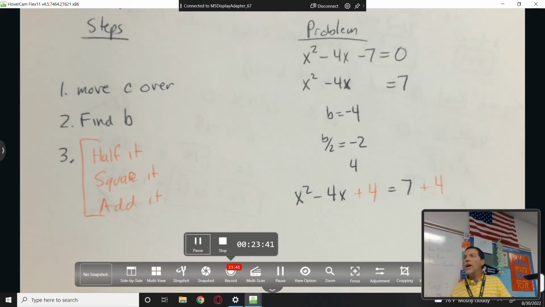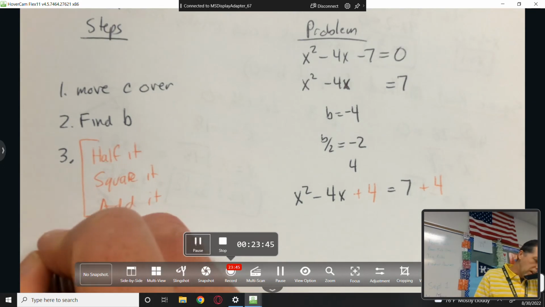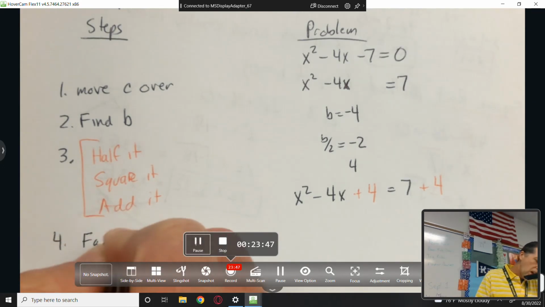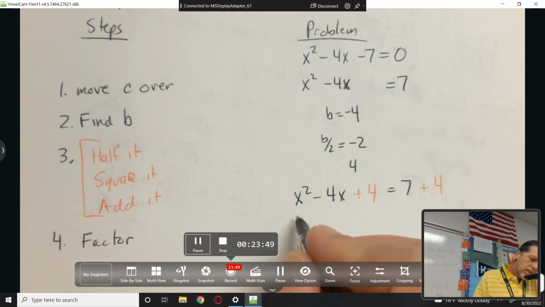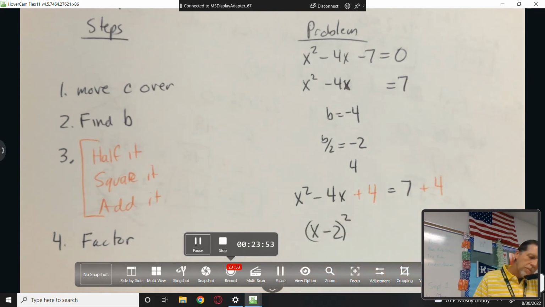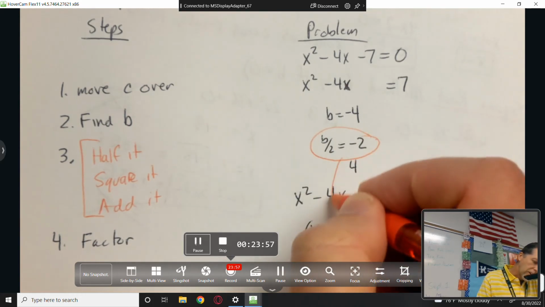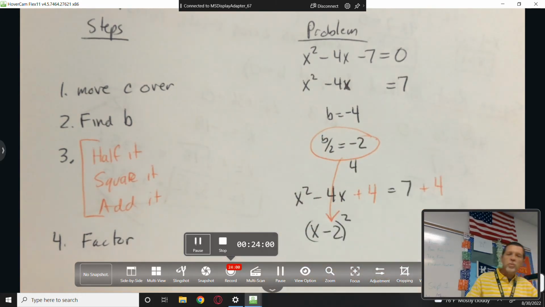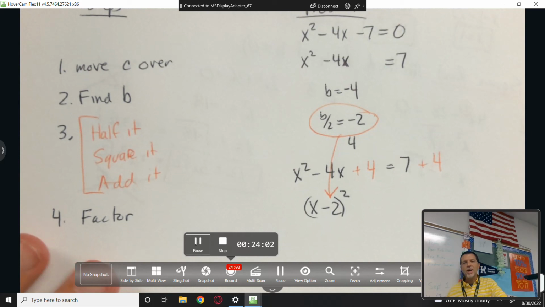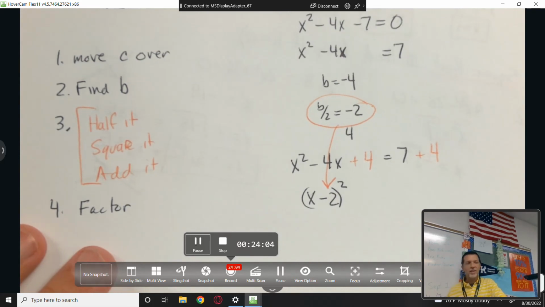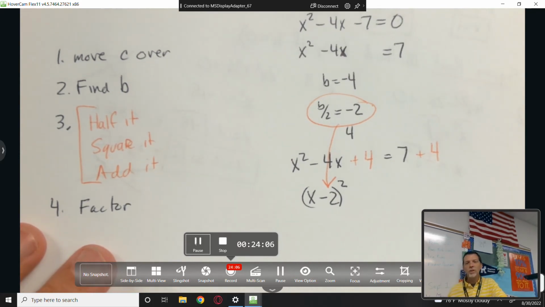If you make it that far, the rest is kind of home free, because now we're going to factor. So that would be x minus 2 squared. By the way, the factor is always b over 2. So it's not really like think about it, figure it out factoring. It's always b over 2.